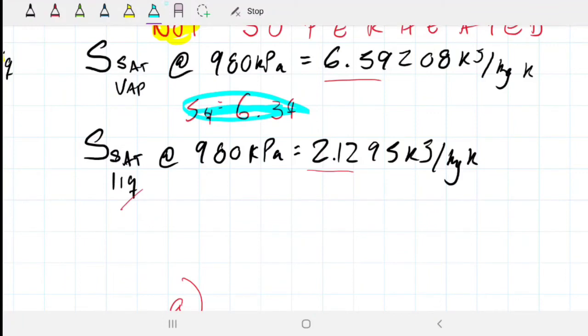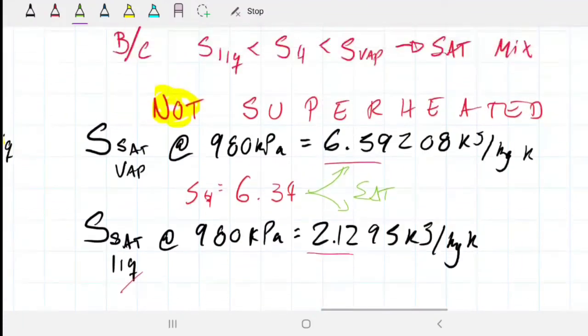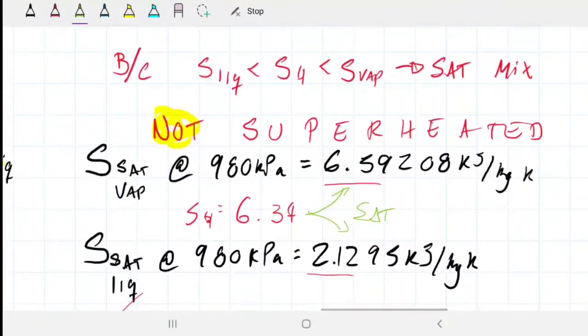Okay, so that's quite easy to see here, my value falls between these two here, right? It's smaller than this one and greater than this one. So that means it's a saturated mixture, right? Actually, I wrote this down here. Because my S4 falls between my S liquid and my S vapor, it's a saturated mixture, okay? And I'm highlighting this is not superheated, okay?